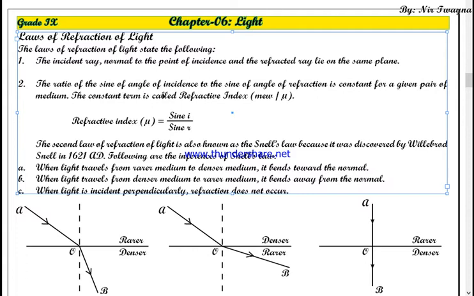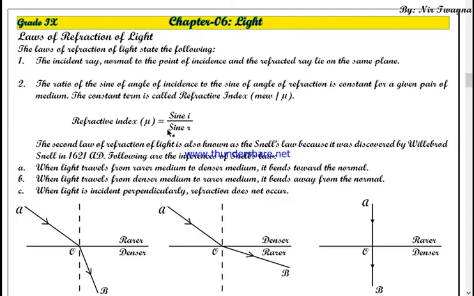The ratio of sine of angle of incidence, that means sine I, to the sine of angle of refraction, that means sine R, for a given pair of medium is always constant. Whenever we discuss refraction, there is always involvement of two medium. Refraction occurs only when light enters from one medium to another medium. If there is no change in medium, then there won't be any refraction. An angle of incidence is formed in first medium, whereas angle of refraction is formed in second medium.